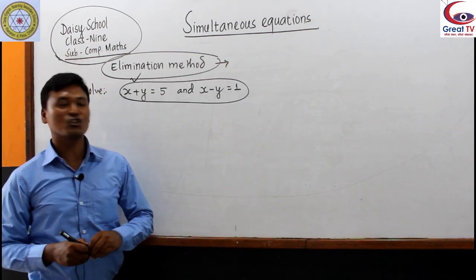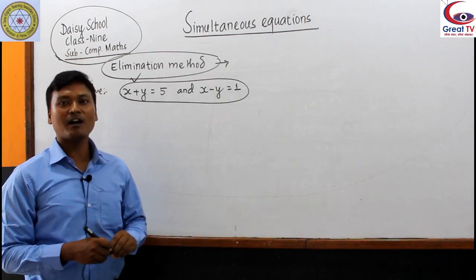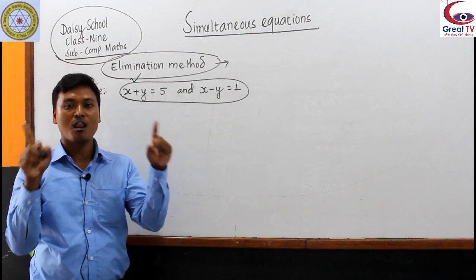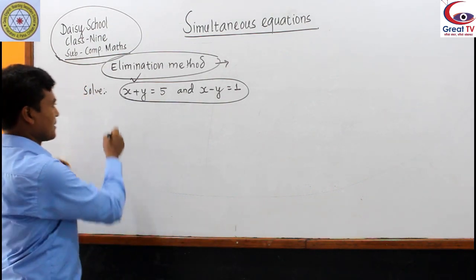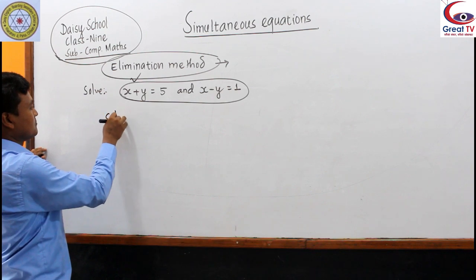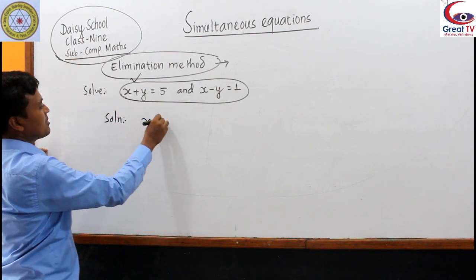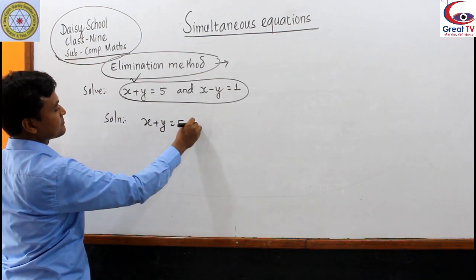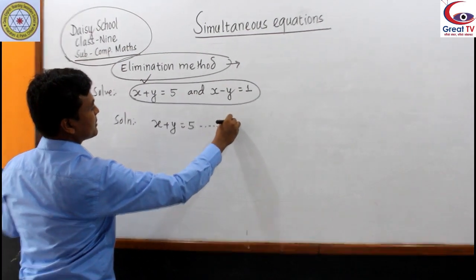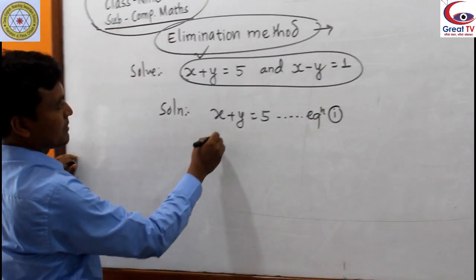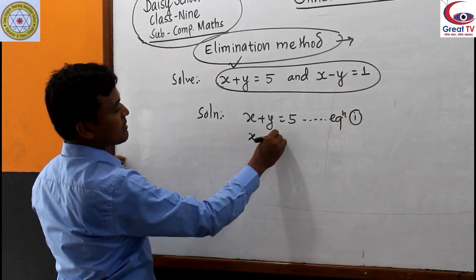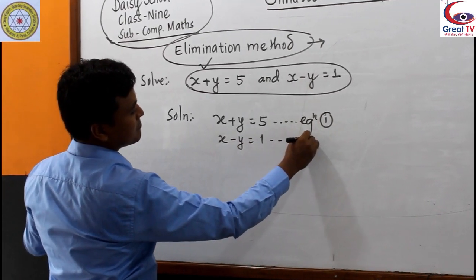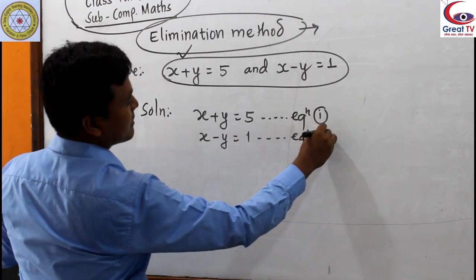Now, though I have already solved this problem, I want to solve by eliminating variable x first. Solution: x plus y is equals to 5, equation first, and x minus y is equals to 1, equation second.